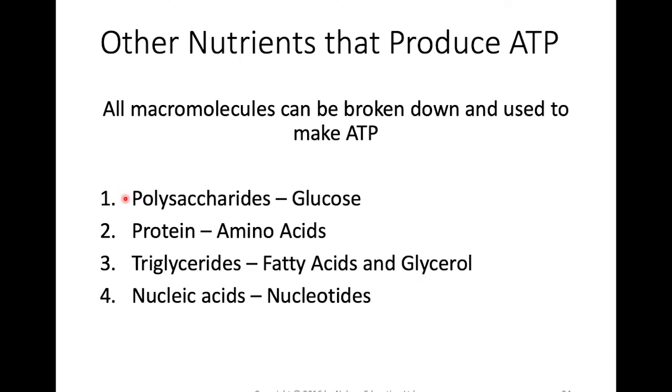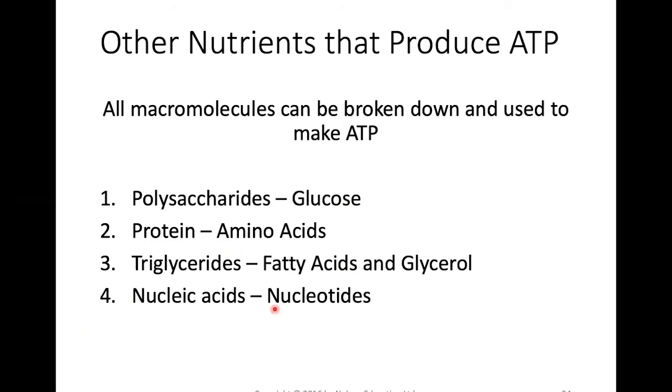Okay, so quick review. We have our 4 different classes of macromolecules. Each of those is made up of their individual monomers. We have our polysaccharides, so our carbohydrates, our proteins, our fats, as well as our nucleic acids. And then remember, each of those macromolecules are made up of the individual monomers. So we have glucose that we focused on today. The amino acids we're going to take a look at, as well as fatty acids and how we can utilize those to be able to also produce ATP.